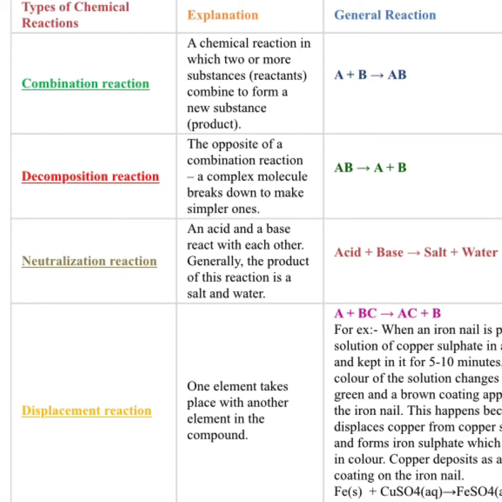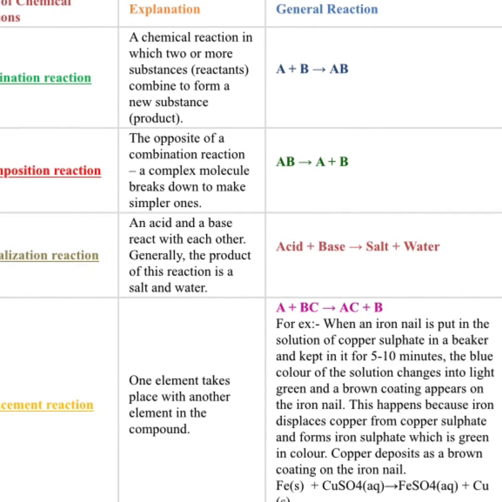Now, next is displacement reaction. It is a reaction in which one element takes the place of another element in the compound. A plus BC, in which A will take the place of B in BC and it becomes AC plus B.